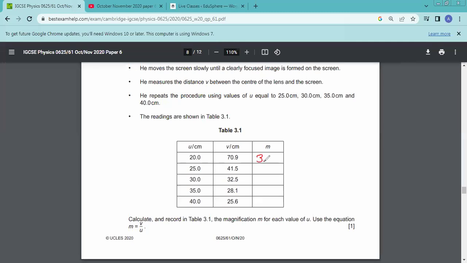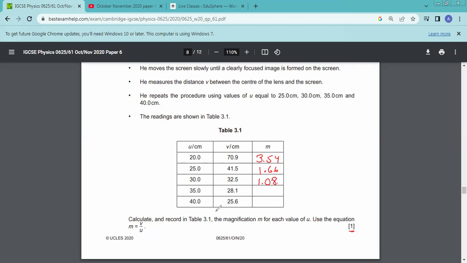So I'm writing 3.54. Only till 3 significant figures, the answer is completely fine. Then I'm going to divide 41.5 divided by 25, and this is 1.66. Then I've got 32.5 divided by 30.0. It's very important to calculate with the same number of significant figures, as I told you, because this question only carries 1 mark, and you will lose 1 mark if you are not following the same procedure for all the values of M.